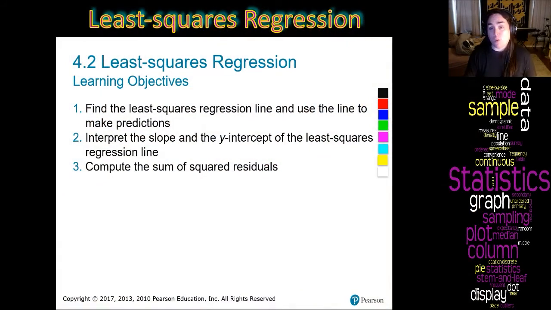We're back. We're going to do some more statistics. This time we're going to be doing the least squares regression. So the objectives are to be able to find the least squares regression line and use the line to make predictions, to interpret the slope and the y-intercept to figure out what they mean in a particular scenario, and we're going to use the same scenario from the last video, and to compute the sum of squared residuals.